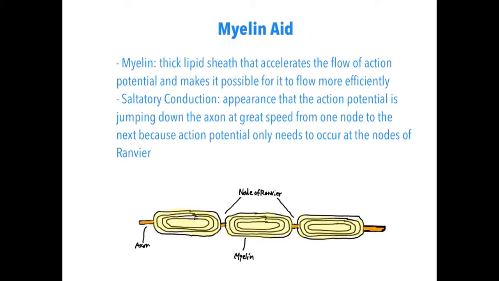To efficiently get to the axon terminal and complete the neuronal signaling process, action potentials need the help of myelin sheaths. So action potentials in myelinated axons only need to occur at the nodes of Ranvier, where myelination is interrupted. Myelin is a thick lipid sheath that accelerates the flow of action potential and makes it possible for it to flow more efficiently through the axon. Because action potentials only need to occur at the nodes of Ranvier, it creates the appearance that the action potential is jumping down the axon at great speed from one node to the next. This is referred to as saltatory conduction.